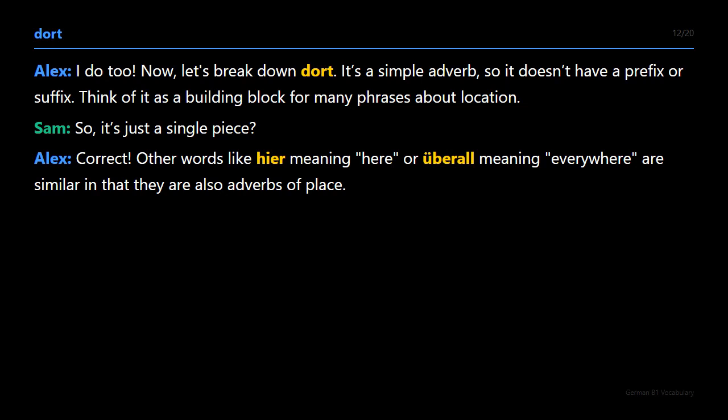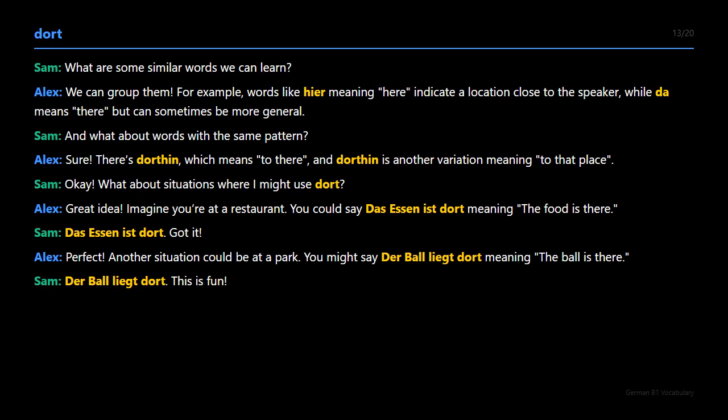What are some similar words we can learn? We can group them. For example, words like hier, meaning here, indicate a location close to the speaker, while dort means there but can sometimes be more general. And what about words with the same pattern? Sure. There's dorthin, which means to there, and dorthin is another variation meaning to that place.